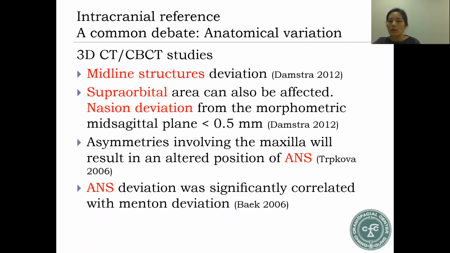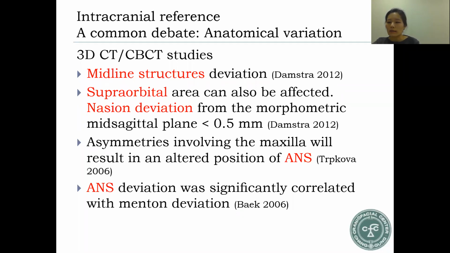Later in this study, some authors have suggested that midline structures might differ from the true plane of symmetry. Facial asymmetry is usually due to suborbital deformity, but the supraorbital area can also be affected. So even for endpoints, there might be some deviation. Also, the extent is very mild, almost less than 0.5 millimeter. And ANS deviation is not uncommon, especially in cases showing maxillary asymmetry.